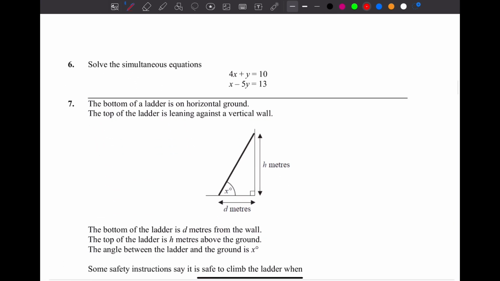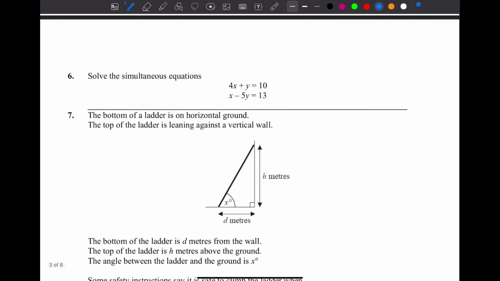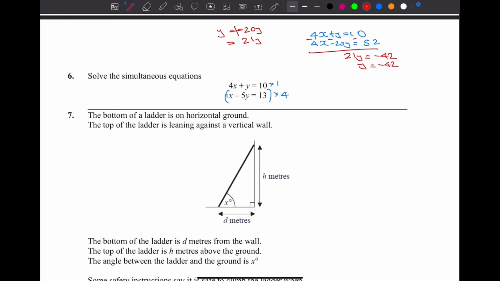Solving simultaneous equations. Okay. Let's make the x the same. So times this by 4 to make it the same. Technically, that's times it by 1, so it's over 1x. I'll give you 4x plus y equals 10, 4x minus 20y equals 52. Make sure you subtract. That goes y take away 20y, which is technically an addition, 21y. 21y equals 10 take away 52, which is minus 42. y is minus 42 over 21, which is minus 2.